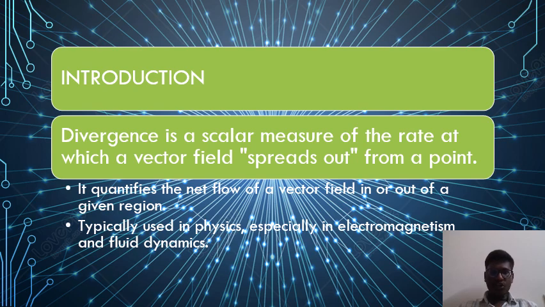Let us see the introduction. The divergence is a scalar measure of the rate at which a vector field spreads out from a point. It quantifies the net flow of a vector field in or out of the given region, typically used in physics, especially in electromagnetism and fluid dynamics.